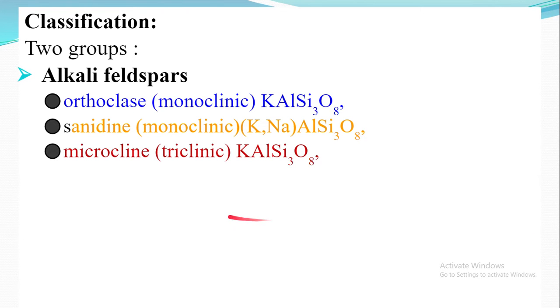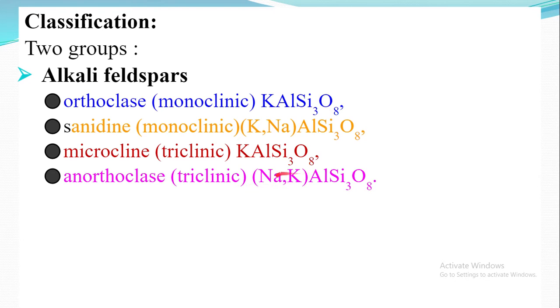So you see, here you have potassium and sodium. Then microcline, again it is potassium aluminum silicate. Microcline and orthoclase have the same chemical composition, but their physical properties are different. One is monoclinic, another is triclinic, so the name is different. Orthoclase generally is light in color, white in color. Microcline is pink in color, flesh red.